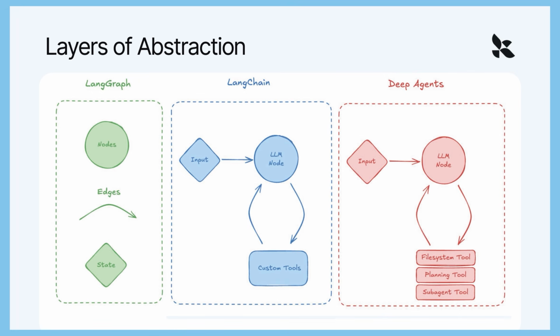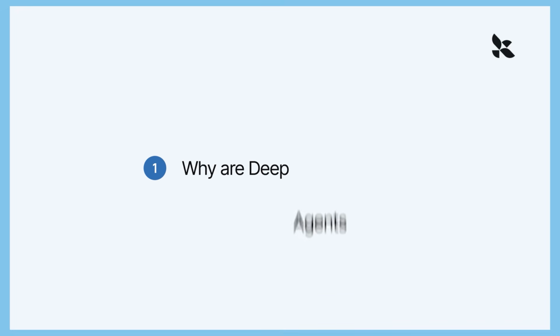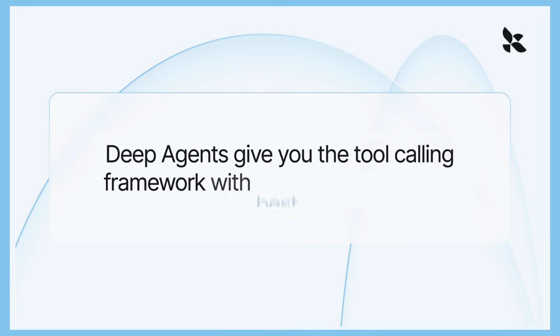So deep agents is the highest level of abstraction, and it's the way that you can get started the quickest if you want to get an agent up and running in production as soon as possible. And so now that I've explained what deep agents are, I'll talk a little bit about why they're useful before we get into the production considerations of running deep agents. Again, I want to re-emphasize at this point that deep agents give you the tool calling framework that is kind of a standard these days with best practices built in.